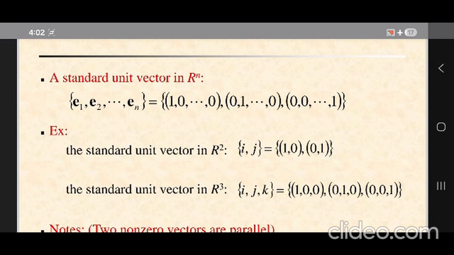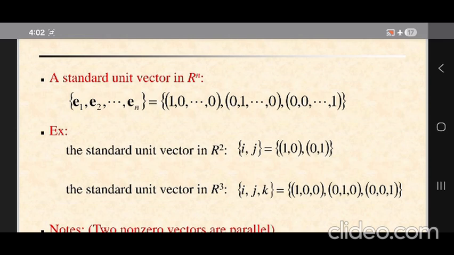Now some examples. The standard unit vectors in R^2: in R^2 the elements are ordered pairs, so we take 2 elements i and j. The i element form is (1, 0) and the j element is (0, 1). These are called the standard unit vectors. Unit means 1, so one element is 1.